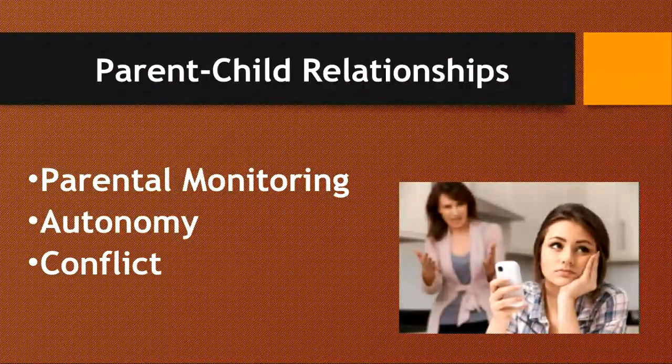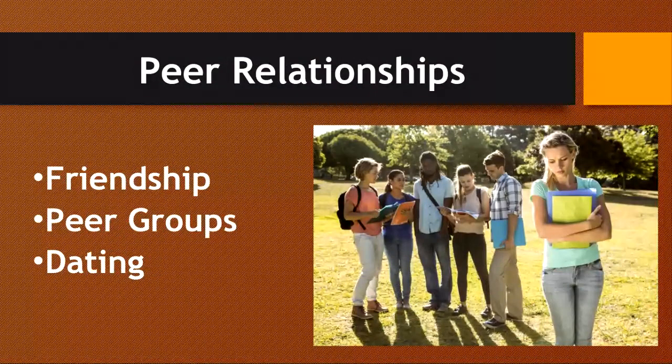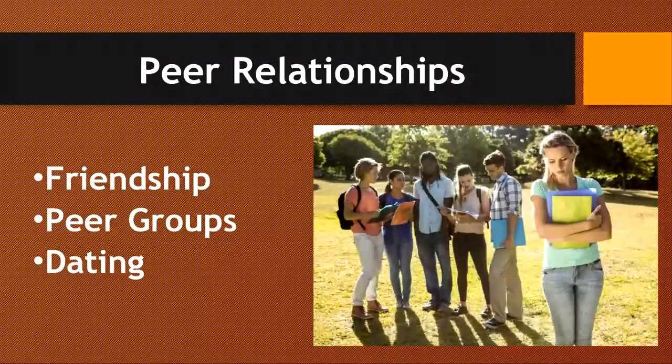Okay, so let's move on to talking about peer relationships now. So things that are going on here. So friendship, let's start there. During adolescence, friends become increasingly important in meeting social needs, including an intensifying need for intimacy. The ups and downs of experiences with friends tend to shape adult well-being.